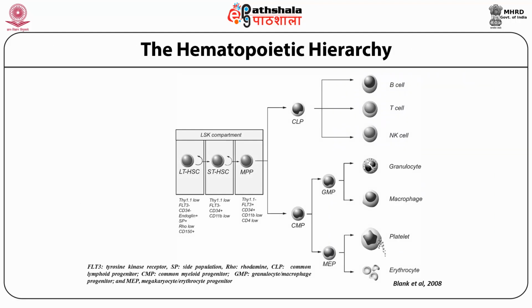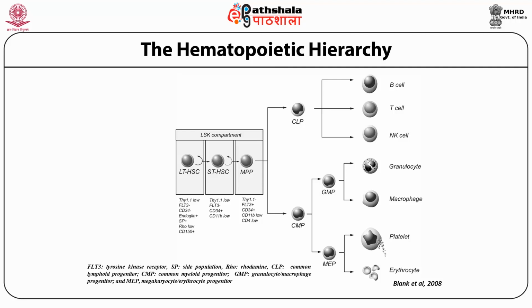In the bone marrow, the hematopoietic hierarchy comprises long-term HSCs giving rise to short-term HSCs, which further give rise to the multipotent progenitors. The long-term, short-term and the multipotent progenitors form a part of the LSK compartment, which is lin negative, SCA positive and KIT positive. Further, there are markers which can differentiate between these three cell types, that is the long-term, short-term and the MPPs. And the major important marker is the absence of CD34 on the long-term HSCs.